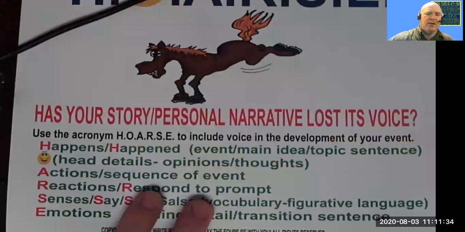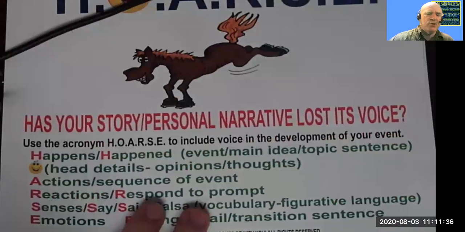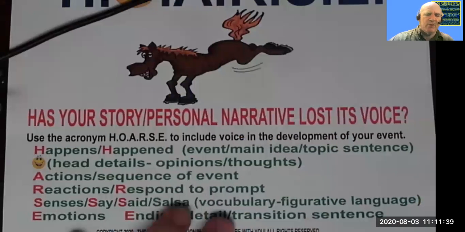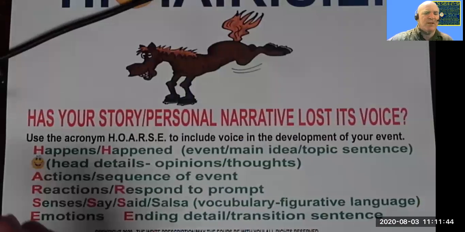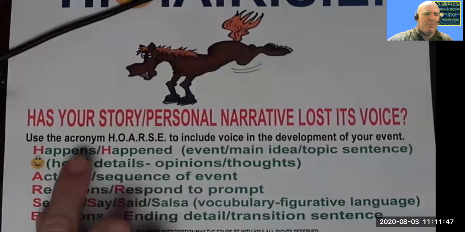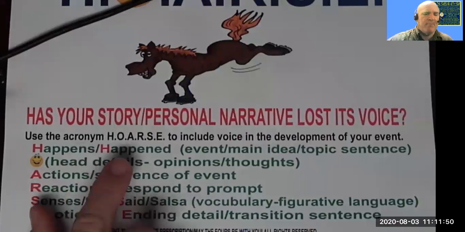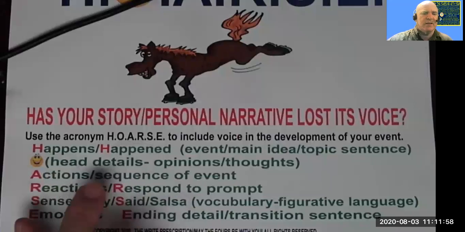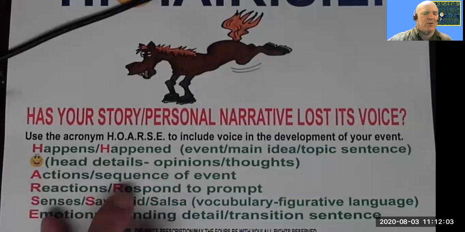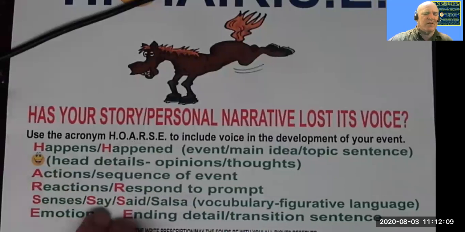I'm going to be showing you in part 2 of the video, the recorded one, how to use the acronym HORSE to develop one event based on something that happens, if it's a story, or something that happened, if it's a personal narrative. Always the head: details, opinions and thoughts. The actions and the reactions are the sequence of the event, and we have to make sure that we're responding to the prompt using our senses. What are we saying if it's a story? What was said if it's a personal narrative?